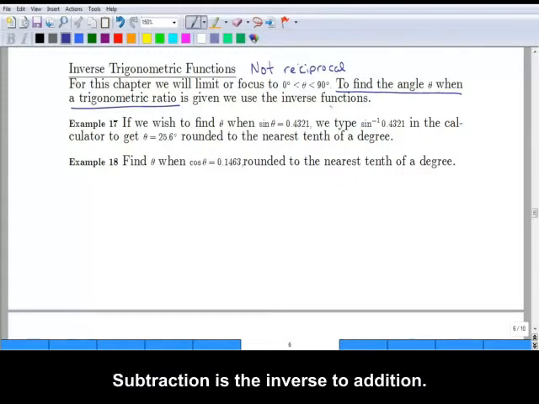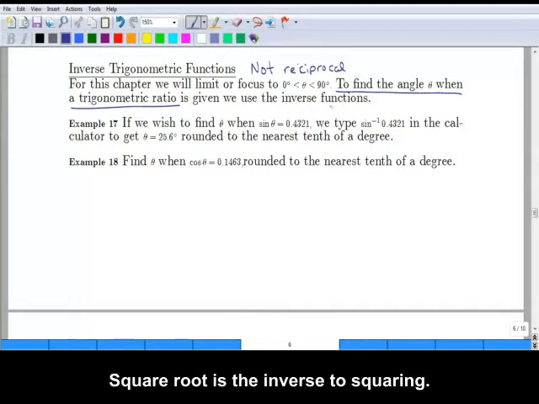Subtraction is the inverse to addition. Division is the inverse to multiplication. Square root is the inverse to squaring. You've dealt with all of these inverses in the past, and now we are learning another one.